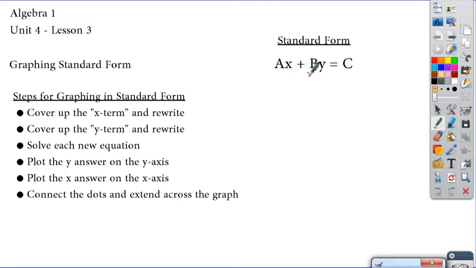So for now, you just need to know that when the x and the y are on the same side, that's standard form. Okay, and here's the steps that we're going to utilize to graph standard form. So let's see what they look like as we do some example problems.